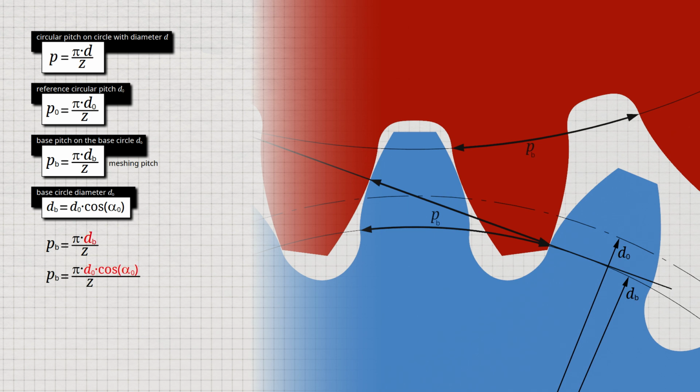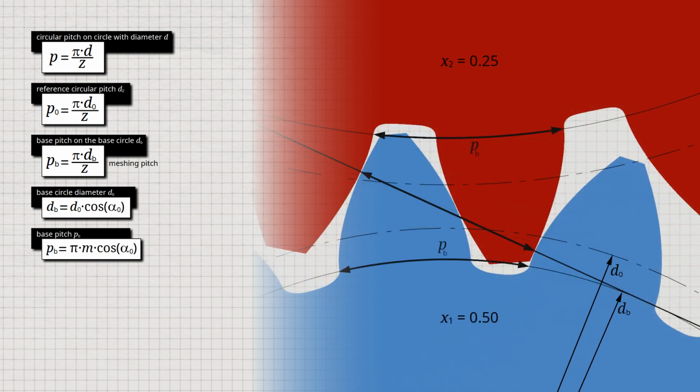In this equation we can express the reference pitch diameter as the product of the module and the number of teeth. We can now cancel out the number of teeth and obtain the formula shown for calculating the base pitch. As explained in the video on profile shift, a profile shift has no effect on the reference pitch circle or the base circle. Therefore, the base pitch PB applies equally to all standard and profile shifted gears.